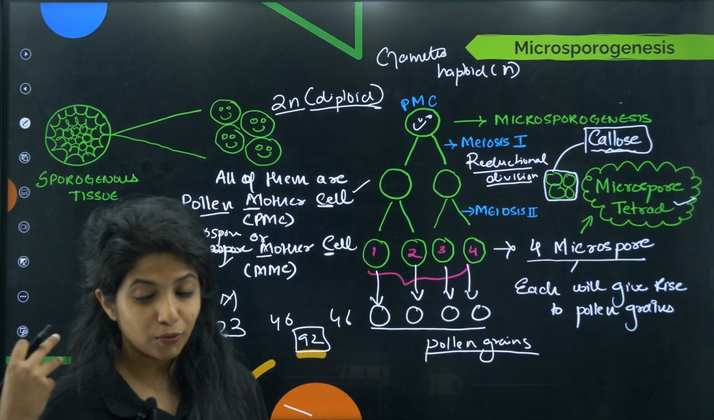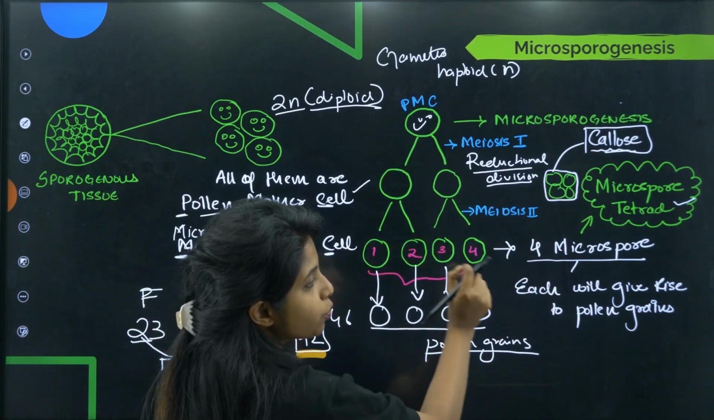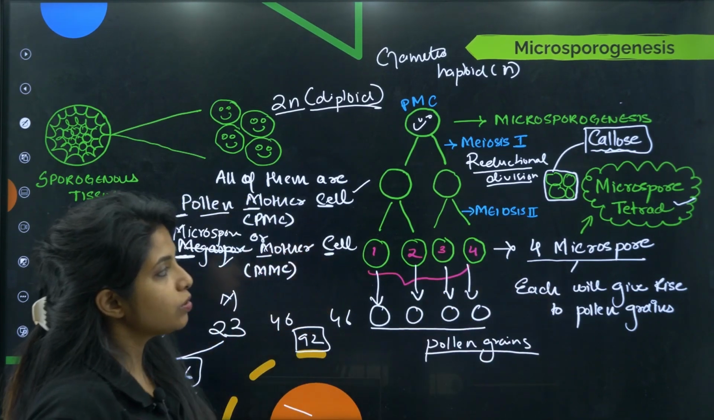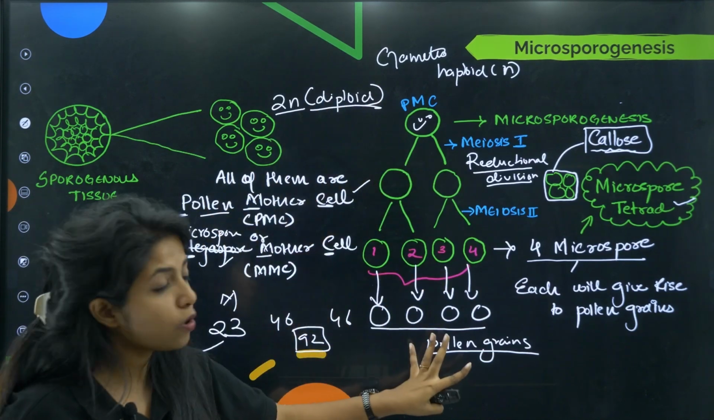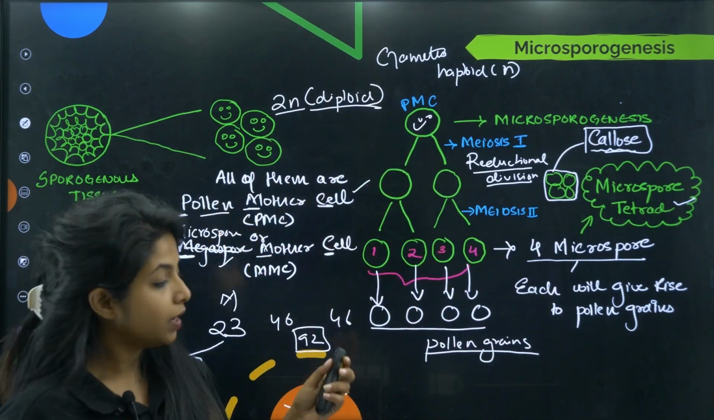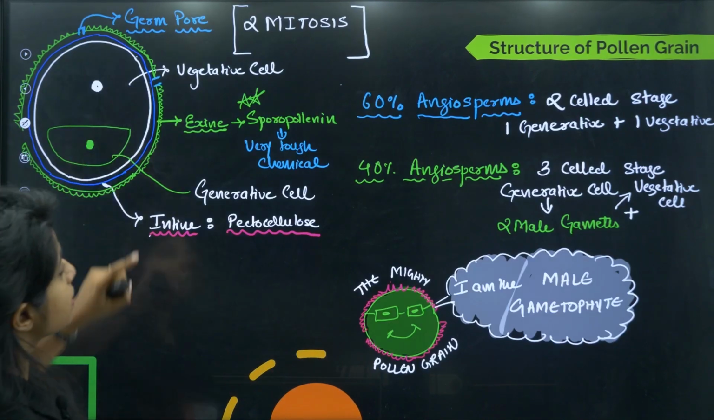Okay, you say it is formed of callose, and now these cells which are going to arise from each microspore are known as pollen grains. So how many pollen grains will you get from one PMC, children? You get 4 pollen grains from one PMC. Now let's see the structure of a pollen grain. The thing that you see over here is a pollen grain.